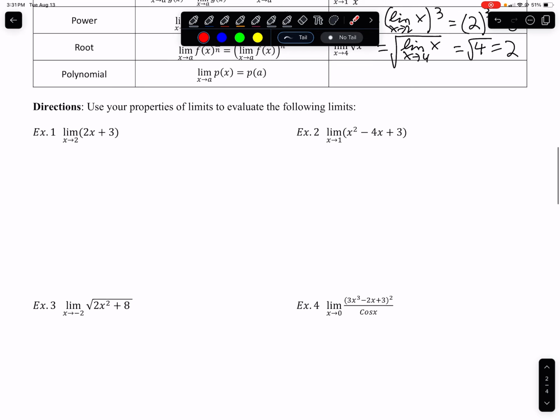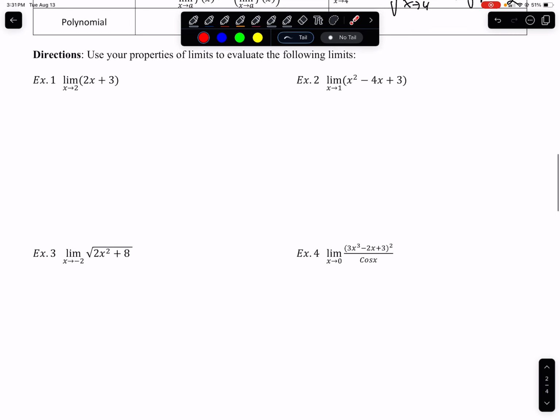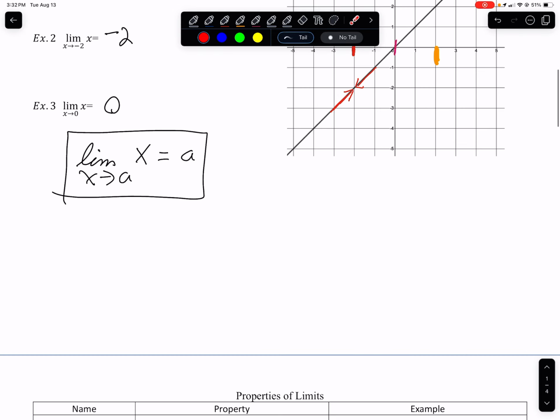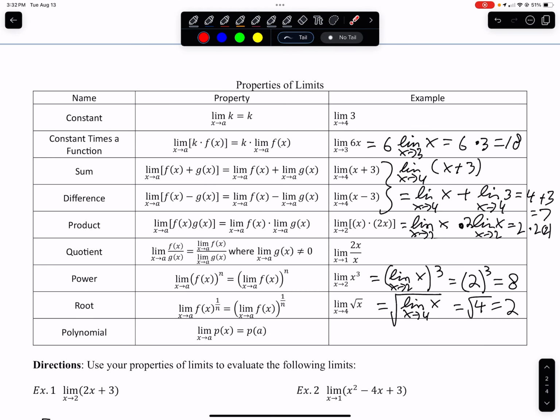So we have 4 examples here. If you want, after I do the first one, maybe you can pause and try the other ones on your own. But here we go. It's good practice for you. All I know how to take the limit of is a constant, y equals x. Those are the only limits I really know. So I have to use these properties on these problems.